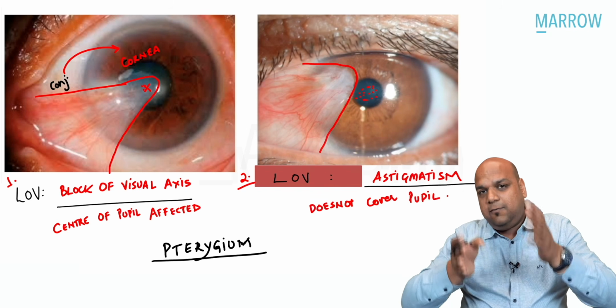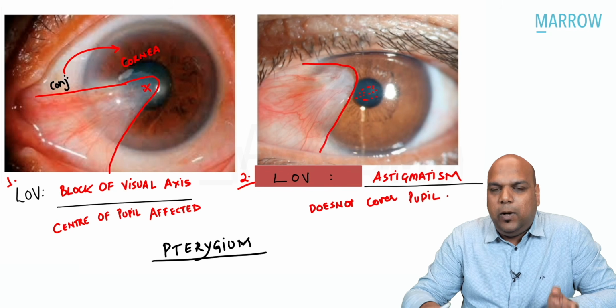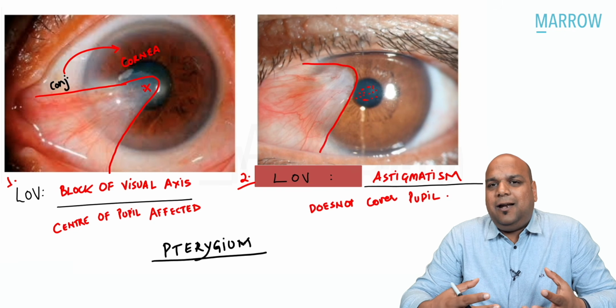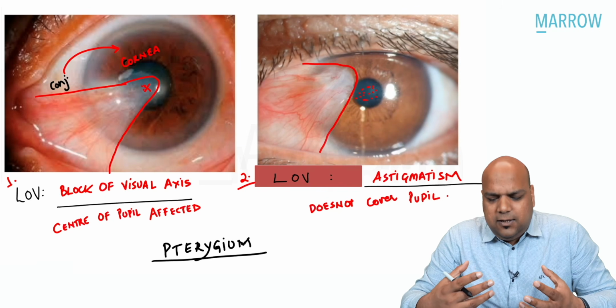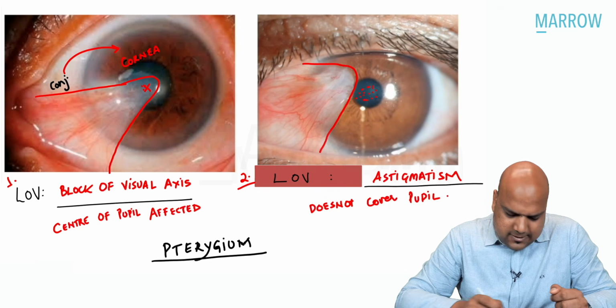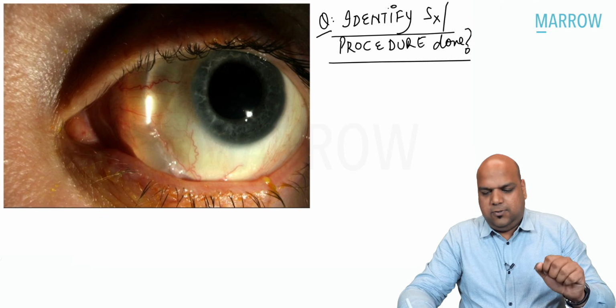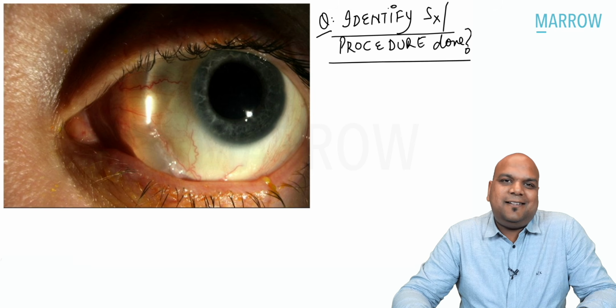I have explained it to you again for the nth time. Please, this is a very, very common topic to be asked because pterygium is very common in the dry and dusty areas of North India like Gujarat, Rajasthan. And that is why a lot of questions are asked from it. Now, moving on. Next. Okay. Yes, very good. I was waiting for this. Identify the surgery or the procedure done.